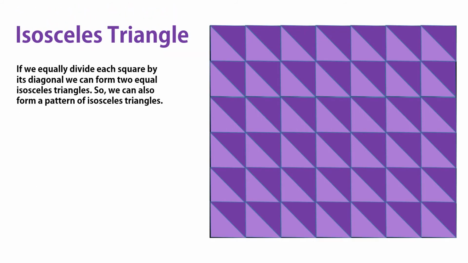If we equally divide each square by its diagonal, we can form two equal isosceles triangles. So, we can also form a pattern of isosceles triangles.